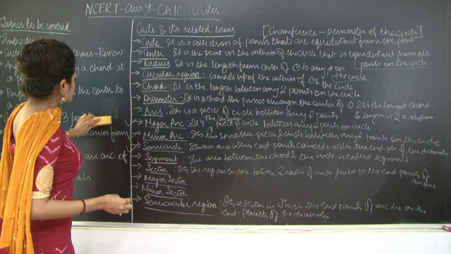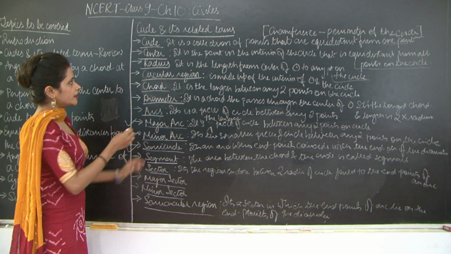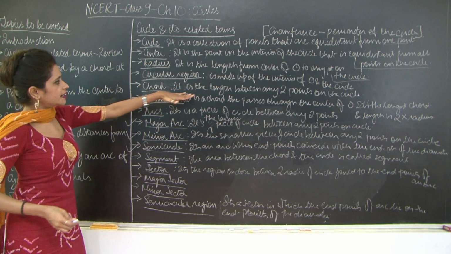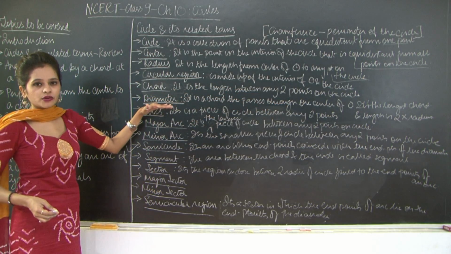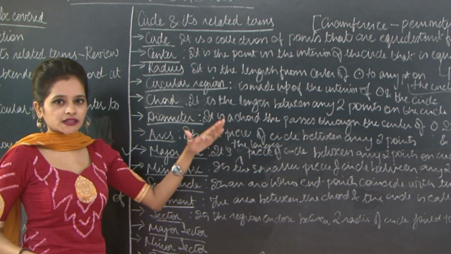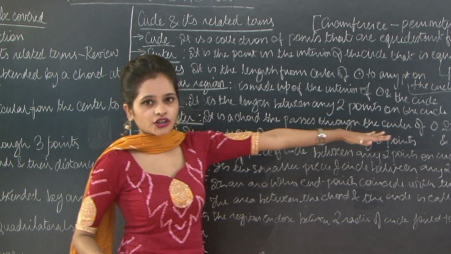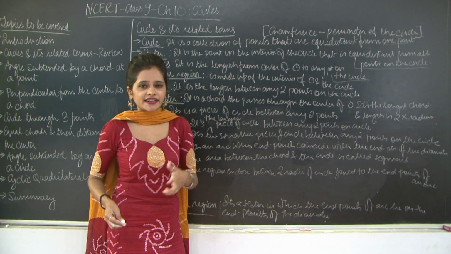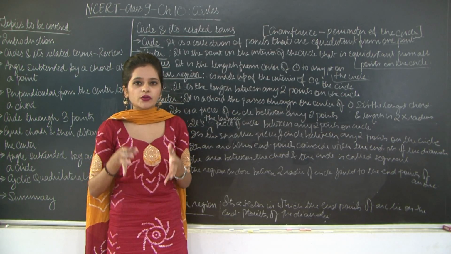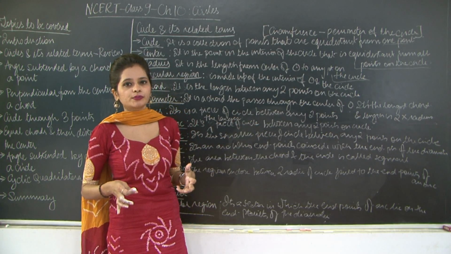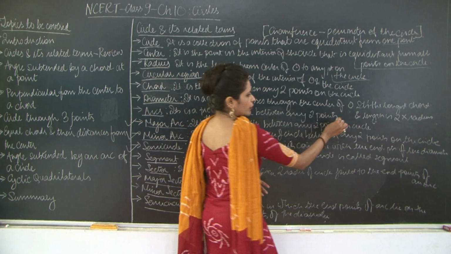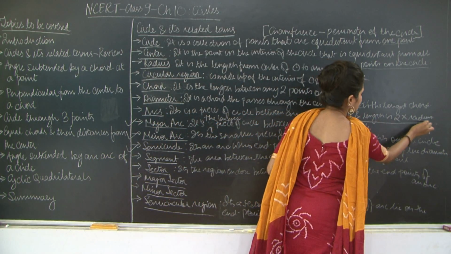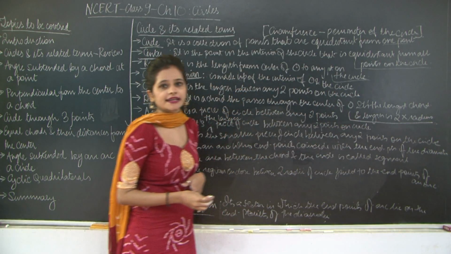Then we learned about the chord. The chord is the length between any two points on the circle. Then we have diameter. Diameter is the longest chord of the circle. It passes through the center of the circle, and there can be infinite number of diameters, and diameter is the only chord wherein all the diameters are going to be equal, unlike chords which may or may not be equal. And most important point is that the length of the diameter is twice that of the radius.